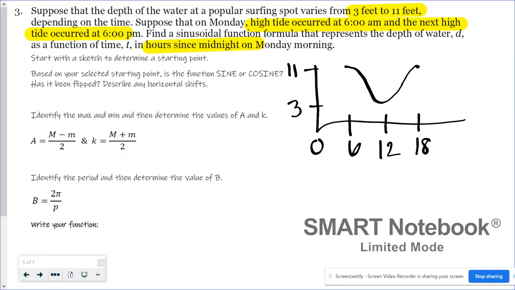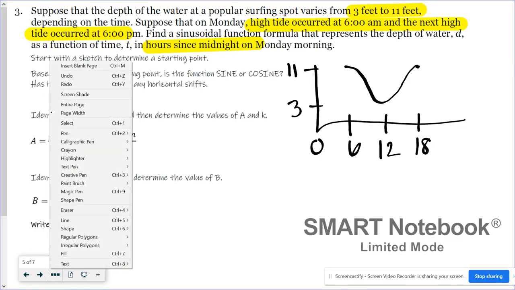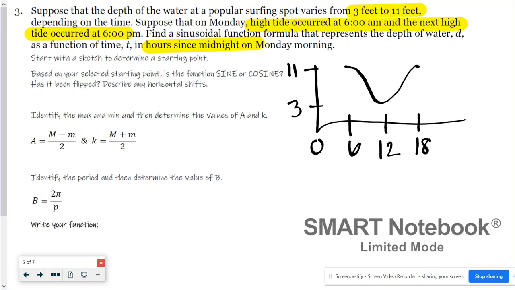right? Now you can think, okay, what was the water level at midnight? Or we can just use the sketch we have, because the sketch we have is pretty simple. Looking at it, I'm like, well, that would be cosine if this is my starting point. It's not flipped, but I'm also not starting on that y-axis. I am starting to the right 6 units. So that means I do have that shift.